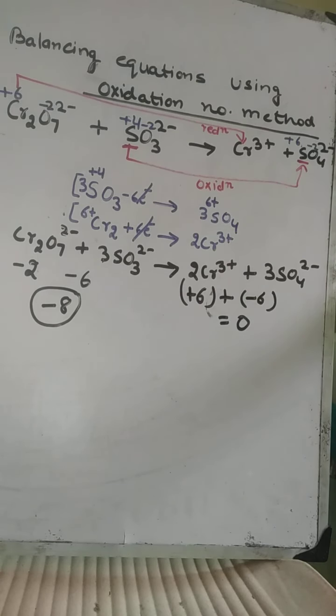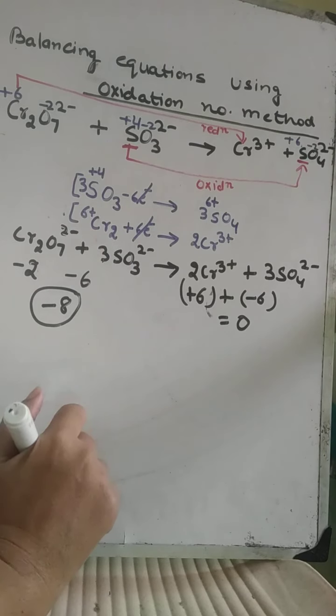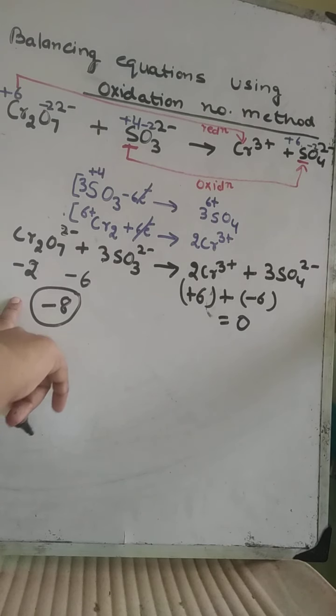Now in all the reactions they will tell you whether you are doing this reaction in the basic medium or acidic medium. In this case we are doing this reaction in the acidic medium. Whenever the reaction is occurring in acidic medium, on the left hand side you are supposed to add H positive and on the right hand side you are supposed to add water. In acidic medium, left hand side H positive, right hand side water.